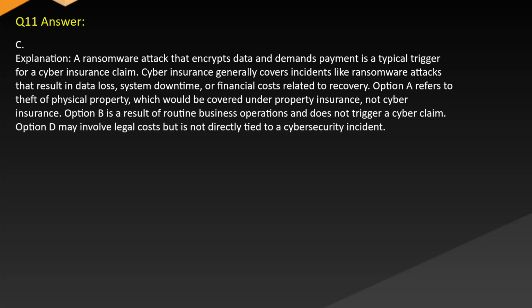Option B is a result of routine business operations and does not trigger a cyber claim. Option D may involve legal costs but is not directly tied to a cybersecurity incident.